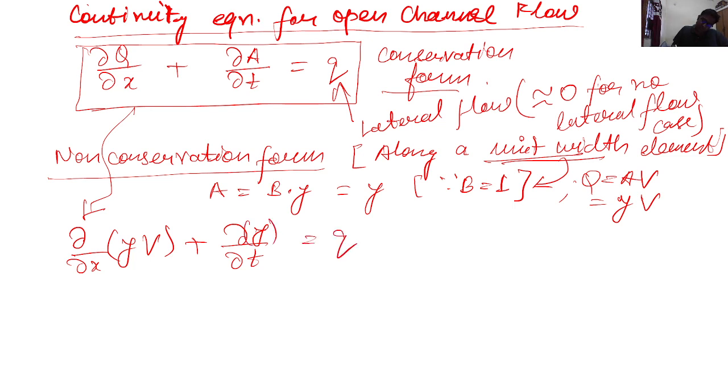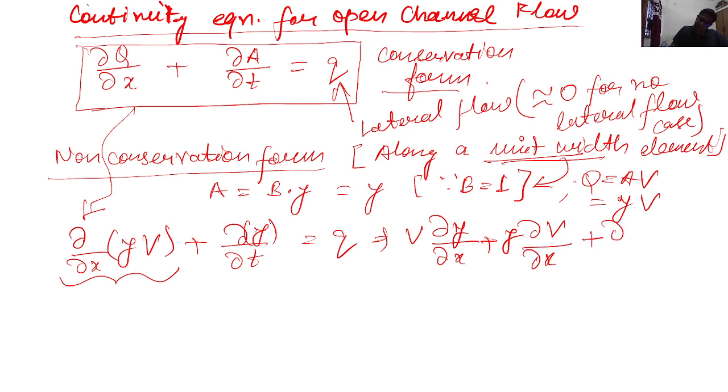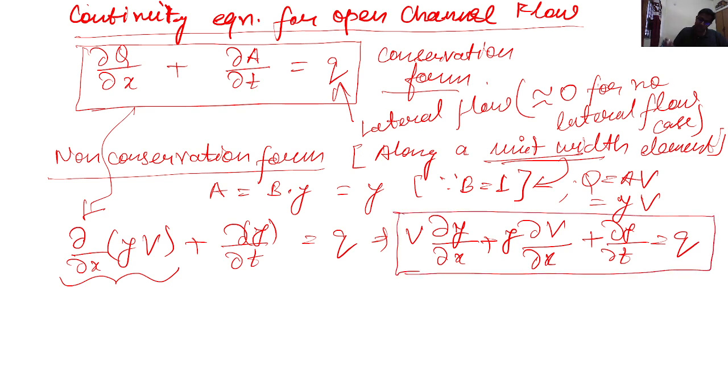equal to q. So let us just use the product rule to fragment the first expression of the left hand side. So this would become V del y by del x plus y del V by del x plus del y by del t is equal to small q, which is the lateral flow. So this is the non-conservation form of the continuity equation for open channels.